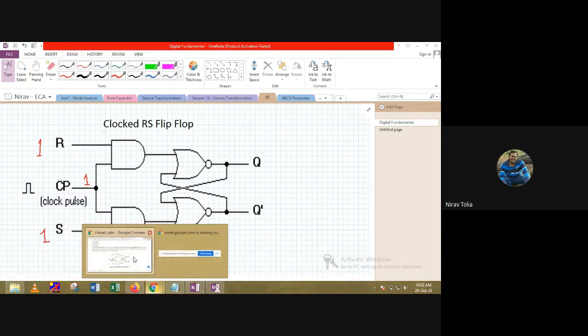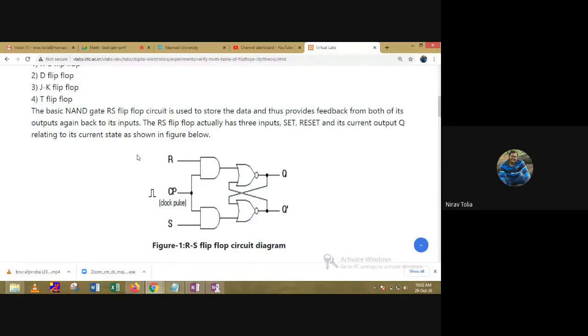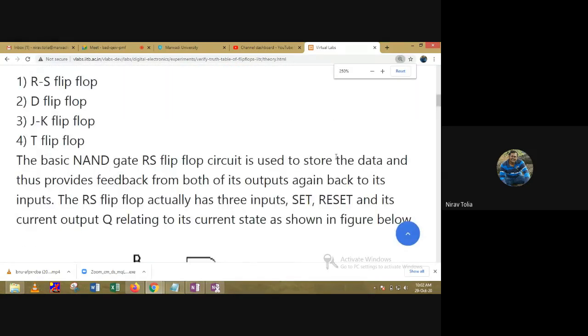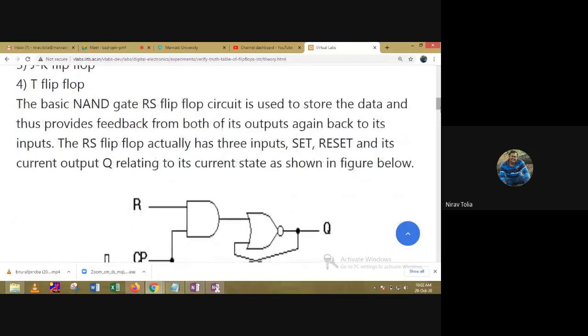Again, move to the theory. So the basic NAND gate RS flip-flop circuit is used to store the data.